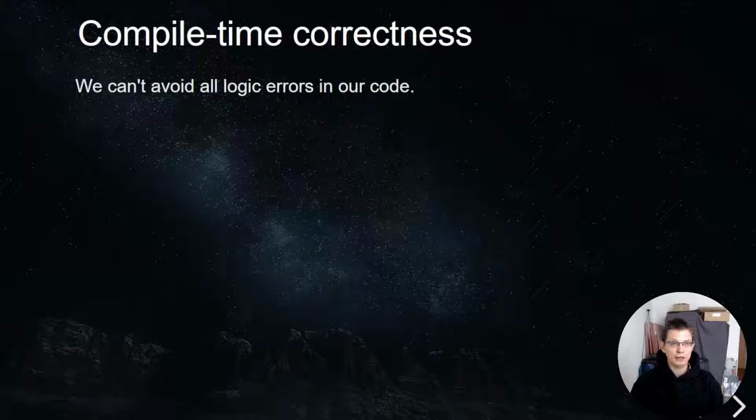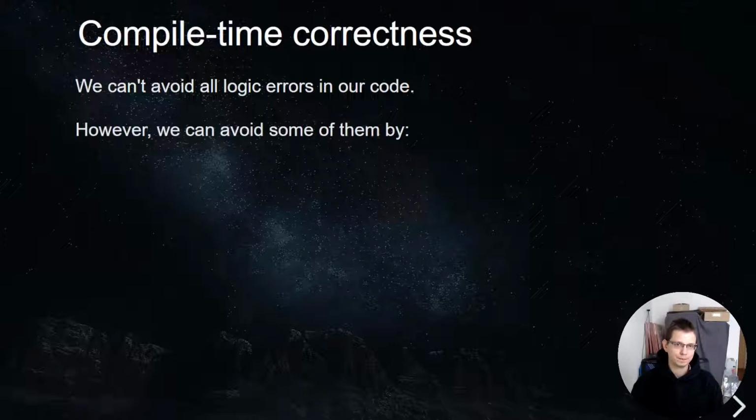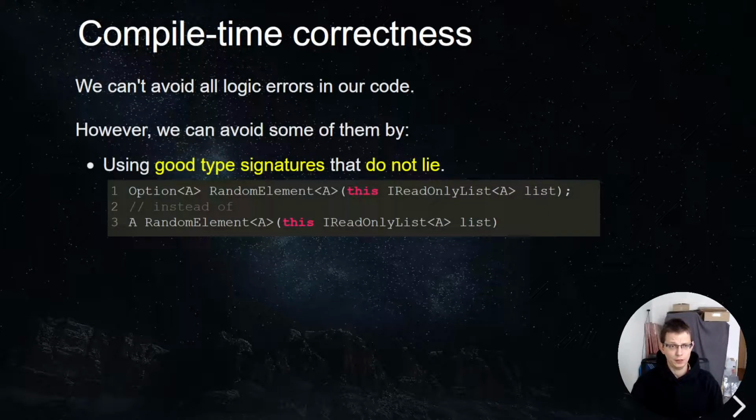So we can't really avoid all of the logic errors in our code. Unfortunately, we are still humans writing this code, but we can avoid some of them by, for example, using a good type signature. So if you have a list and you have a function that returns a random element, instead of just saying, oh, I'm just gonna give you something, you can explicitly say that I might not give you anything because the list might be empty.